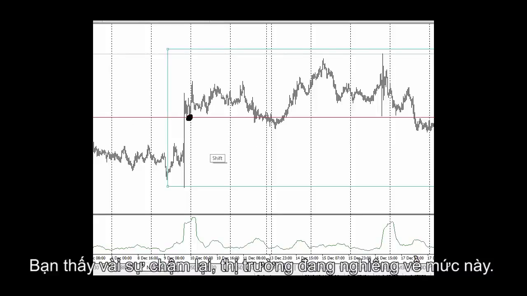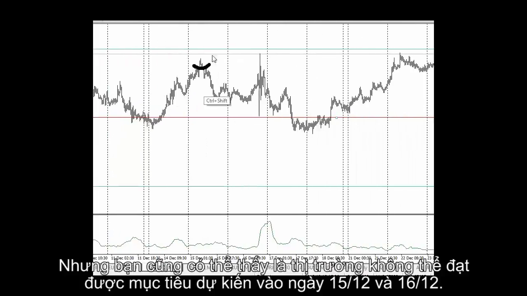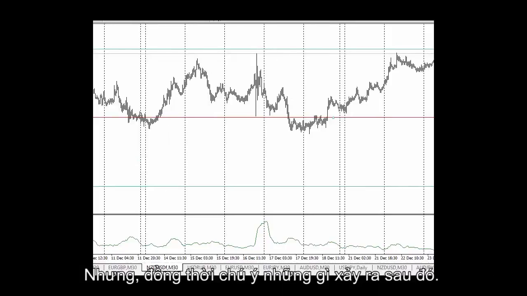You see a couple of pullbacks. Market is leaning to this level, but you also can see that market is unable to reach the projected target at December 15th and December 16th. The projected target can be measured by the rotational center, so we can't reach the projected target.